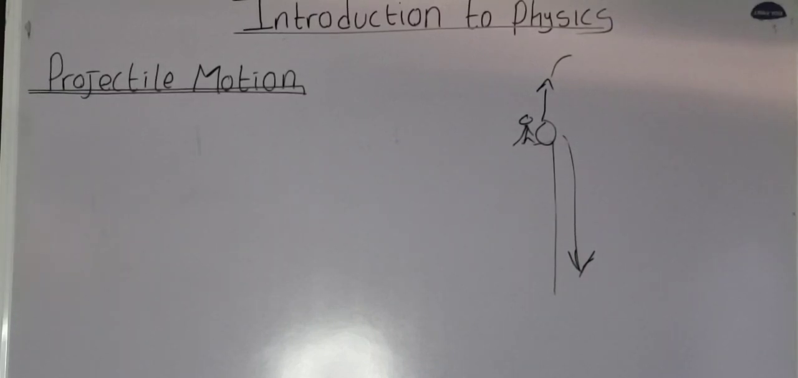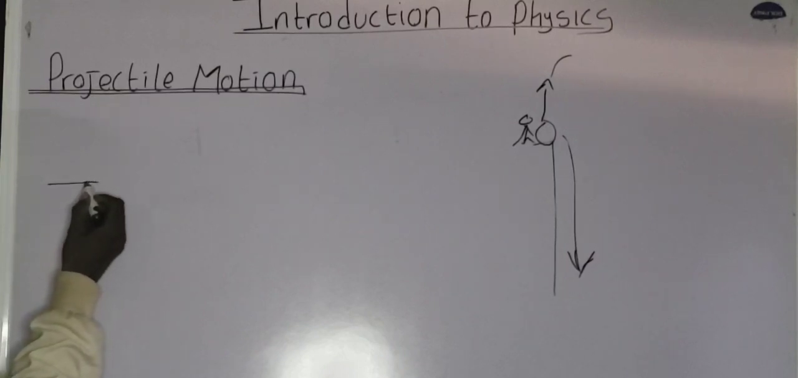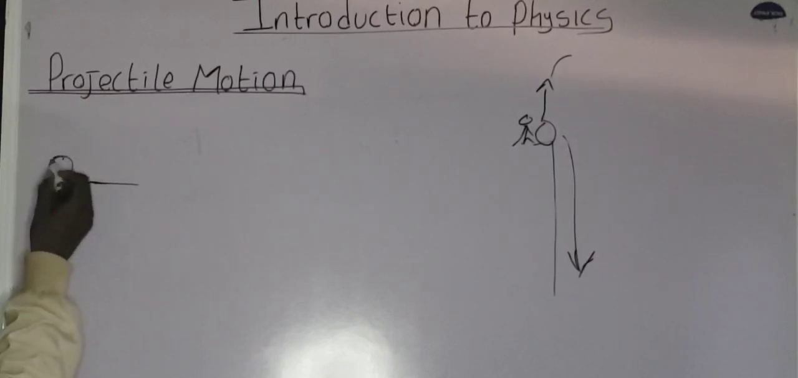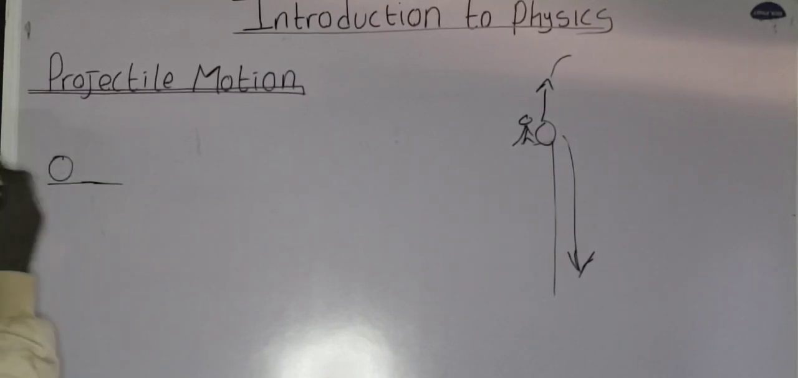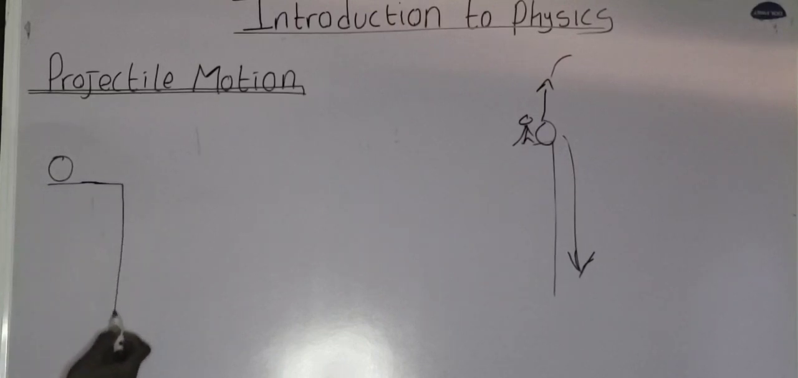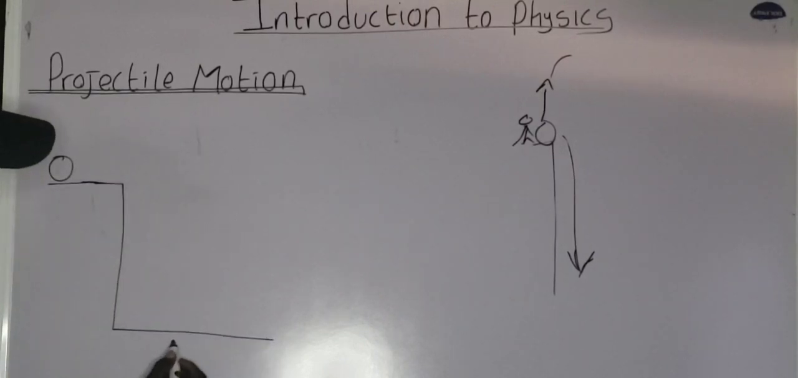Now, both examples are one-dimensional projectile motion, because we only resolve the velocity and the acceleration into one component, that is the x-axis. Now we are going to deal with two-dimensional projectile motion. Let's assume that this is the ball, and we have the earth.